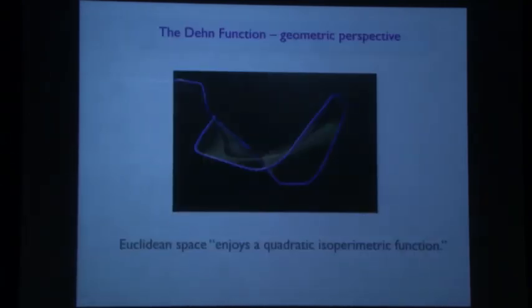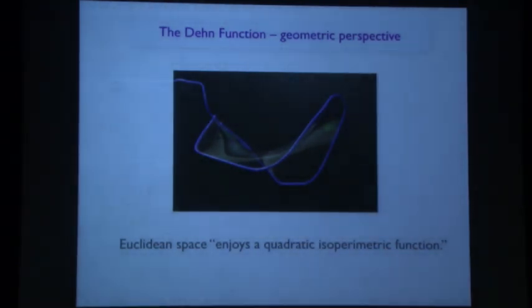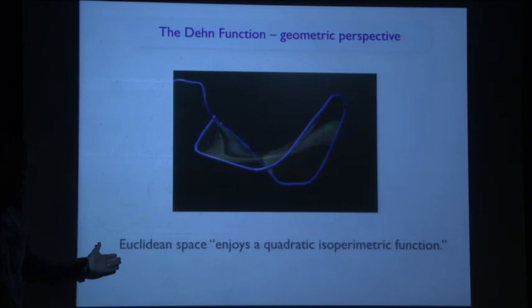Okay. What about a geometric perspective on this? So this is all to do with soap film geometry. So classical fact: Euclidean space enjoys a quadratic isoperimetric function. The Greeks knew this. If you have a loop in Euclidean space, you can span it with a disk that has area at most constant times the length of the loop squared. Constant is something to do with pi.